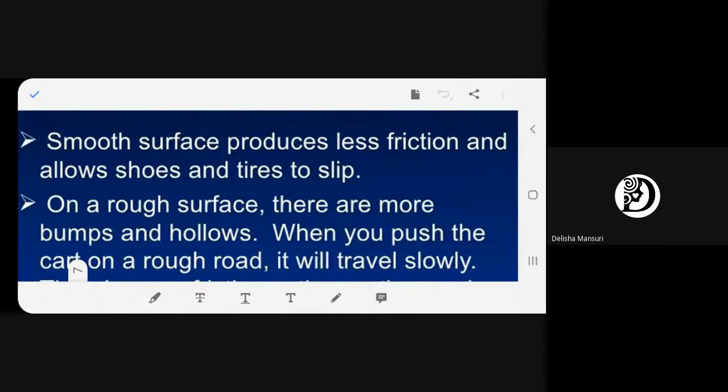A smooth surface produces less friction and allows shoes and tires to slip. On a rough surface, there are more bumps.